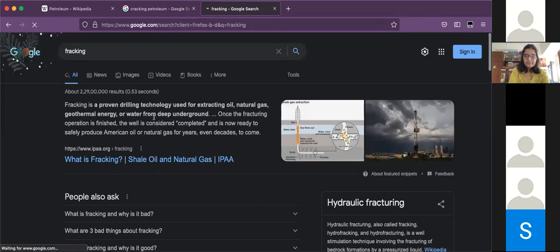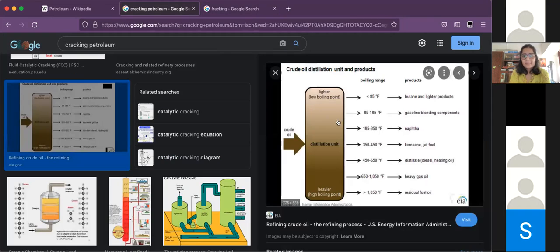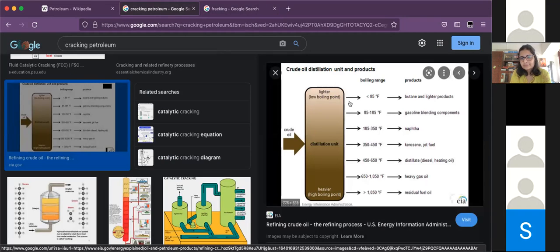Ma'am, the image you just showed, that one was there in a textbook, the distillation one. We learned it in 8th. Right. So they focused more on the fractional distillation part of it rather than the cracking part. At different temperatures, different components get separated. Yes, correct.